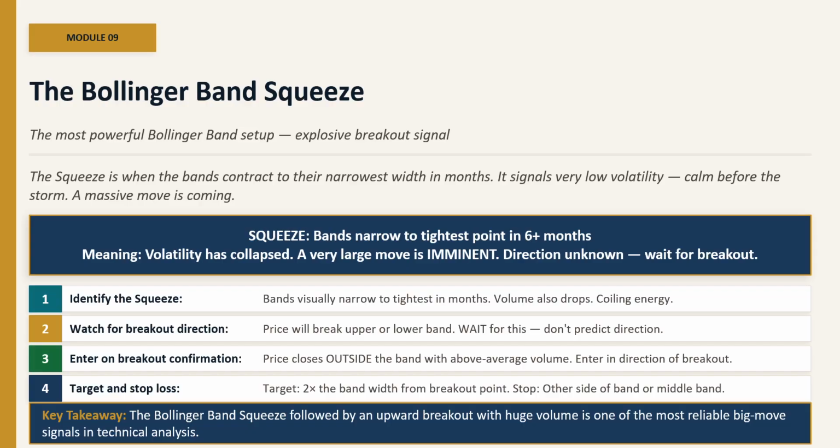Bollinger Band squeeze followed by an upward breakout with high volume is one of the strongest signals for a sustained trending move. I have seen this setup in major Nifty rallies multiple times.